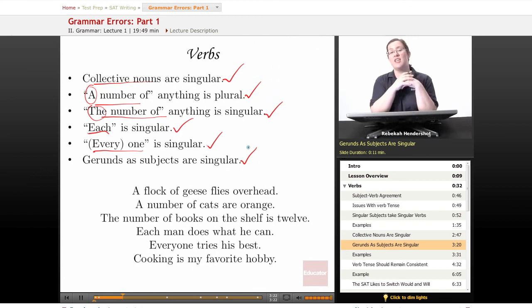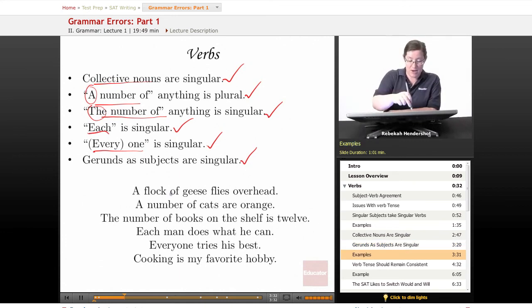Now, what is a gerund? A gerund is a verb ending in ing that is acting like a noun, usually describing an activity of some kind. Let's look at some examples. A flock of geese flies overhead. Now, of geese is a prepositional phrase. Flock is a collective noun. It describes a group. So even though there are many geese, there's only one flock, one group, so the subject is singular, so it gets the singular verb flies.